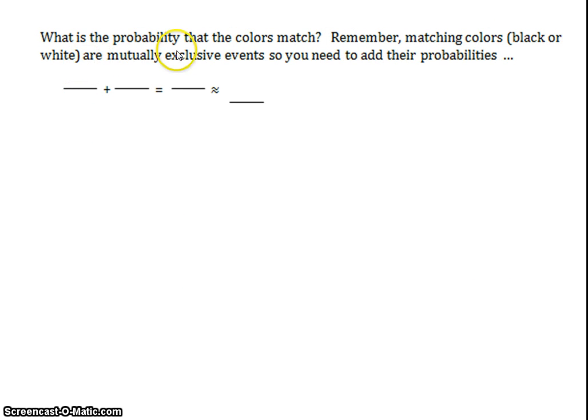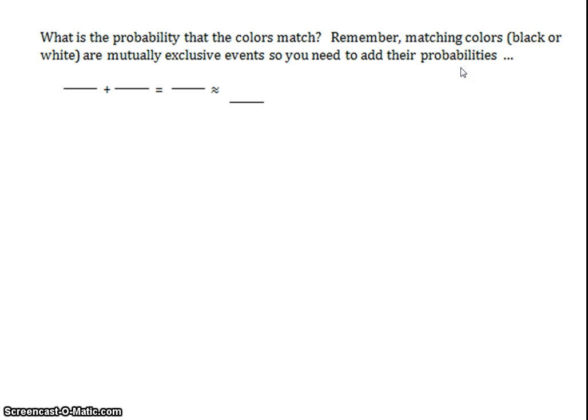Now, what is the probability that the colors match? Go back to your tree diagram and remember that matching colors need to be black, black, or white, white. And they are mutually exclusive events. They cannot occur at the same time. So you're going to add their probabilities.